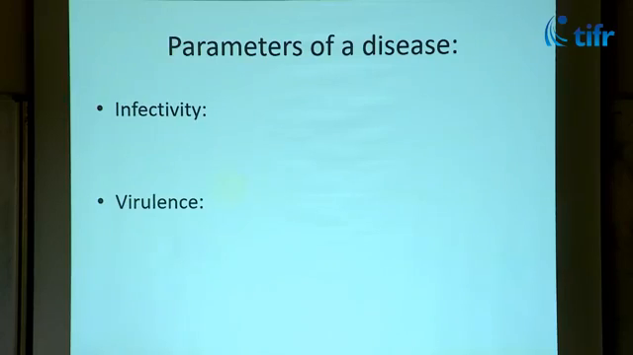Okay, so we talk about how a disease spreads and all of this, but it's very important to quantify this, to measure what is going on. So how will we tell if a disease is more deadly or less deadly?